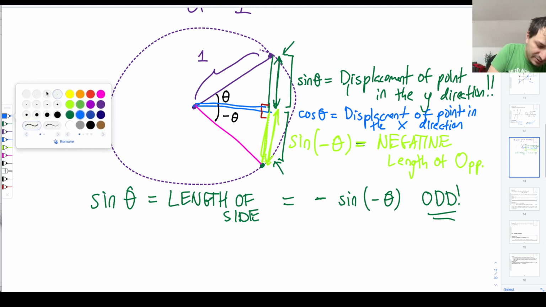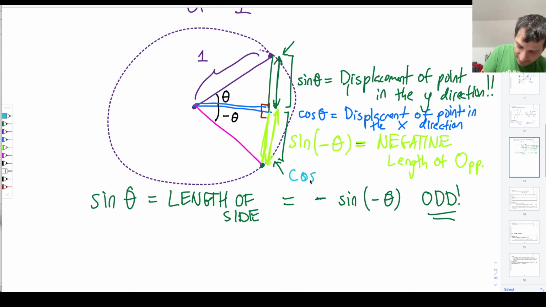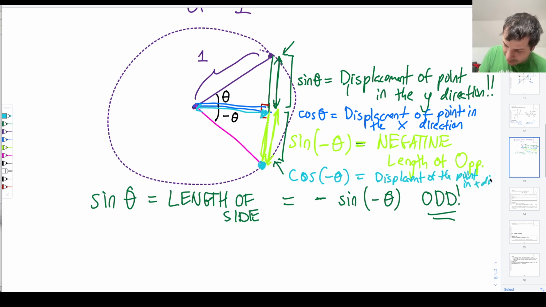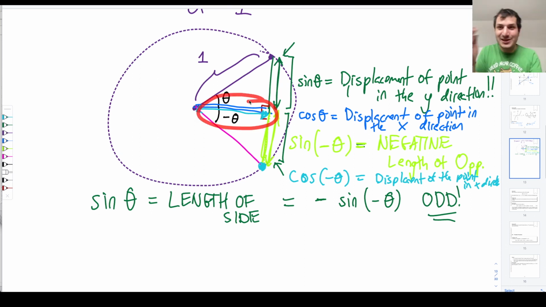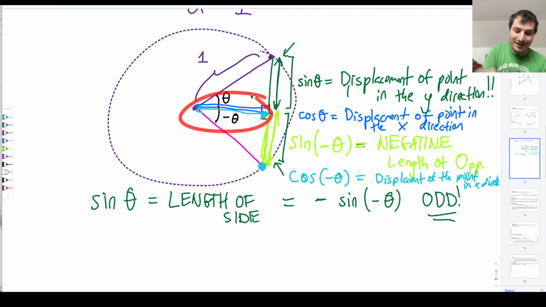Okay, and again, let's do this in the bizarro light blue color. The cosine of negative theta. Well, it would be the displacement of this point down here. And it's the displacement, it's this distance, right? So the cosine of plus theta is the dark blue, and the cosine of minus theta is the light blue. It's the displacement of the point, again, in the x direction. Okay, and look, if you just stare at this, the displacement of the dark blue and the displacement of the light blue are exactly the same.